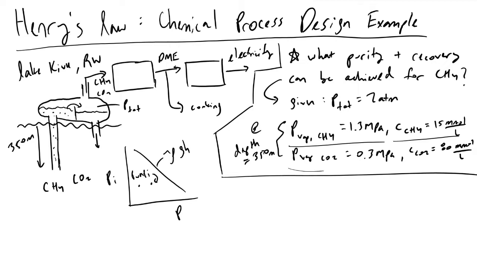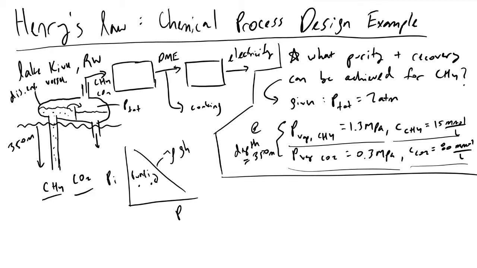We're also given that the vapor pressure of carbon dioxide is 0.3 megapascals, and it has a concentration of 80 millimoles per liter. With this information, we want to figure out what purity and recovery we can get for extracting methane from this water if we use something referred to as a disengagement vessel. That's what this thing is called, a disengagement vessel or tank. The disengagement vessel will separate out the methane and carbon dioxide that has been dissolved in the lake water at 350 meters, and put it into a gas phase.